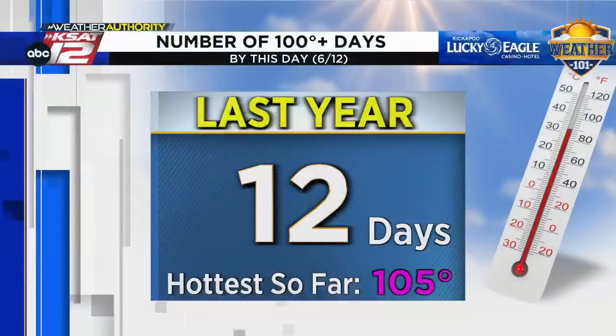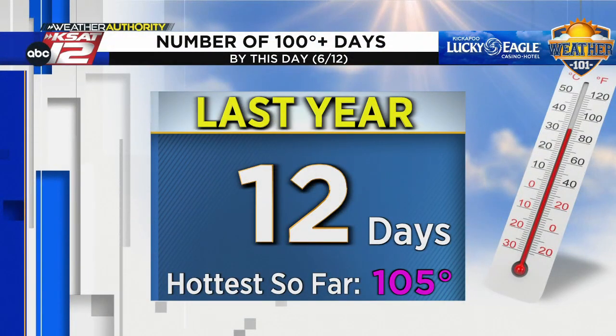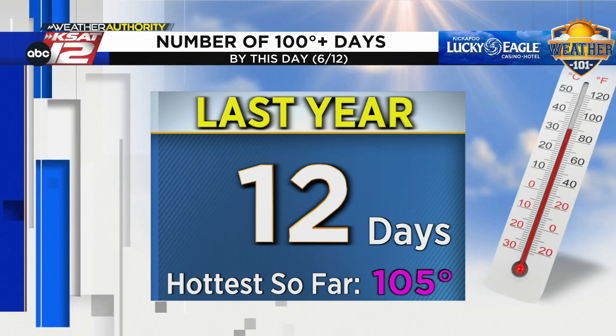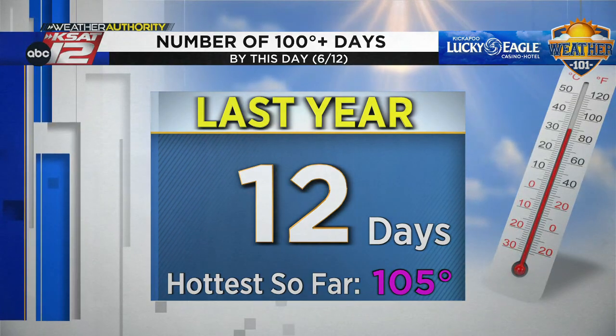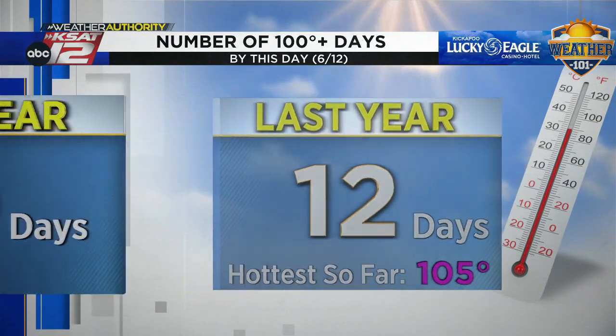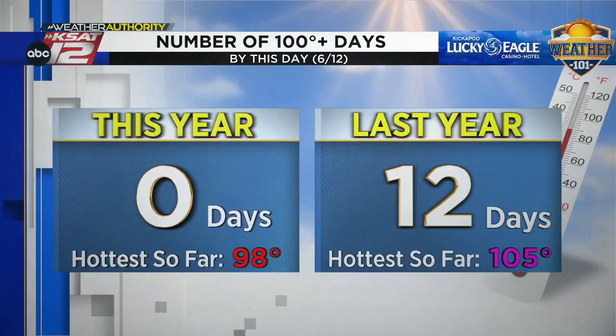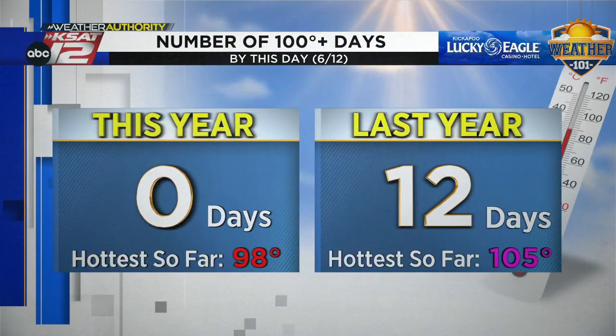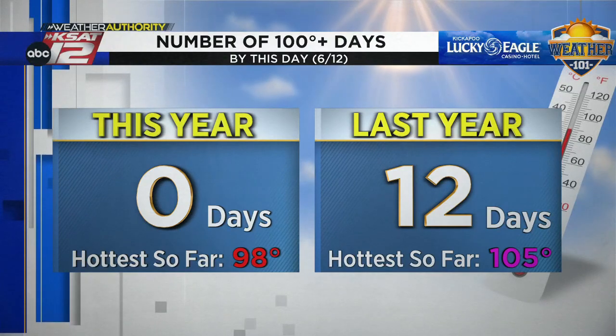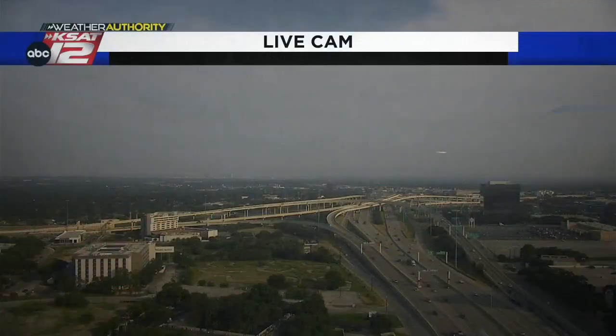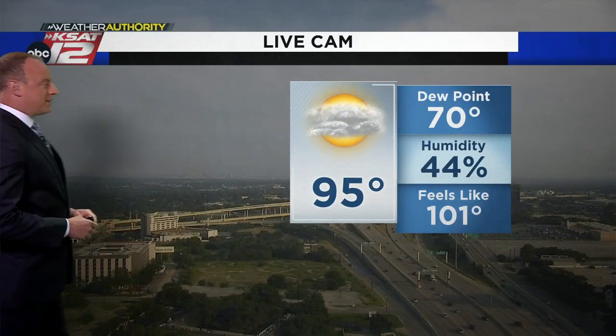The hot spot in our area today, Cotulla, 106 the high. Del Rio made it up to 97. Pleasanton, 98, the high temperature. And let's give a little comparison here. By this time last year, we already had 12 100-degree days. And the hottest was 105 on this day last year. The hottest so far this year, 98 degrees. And no, we have not officially hit 100 yet at the airport in San Antonio, our official climate reporting site.